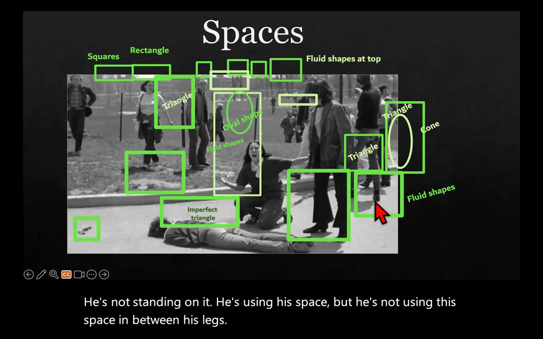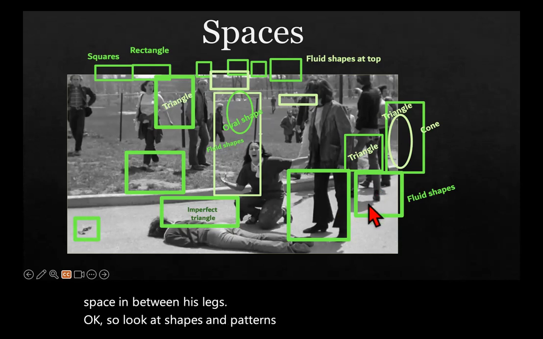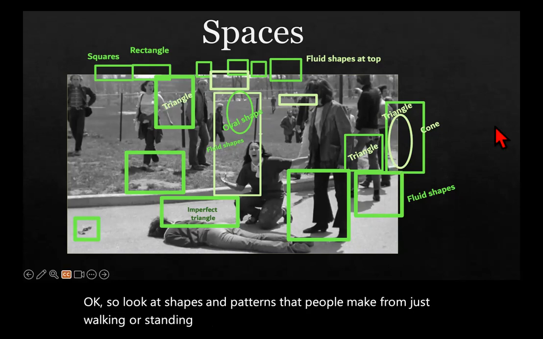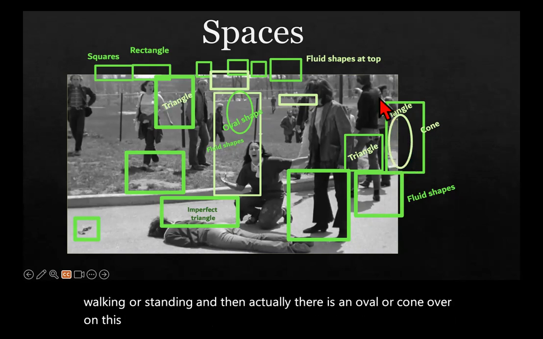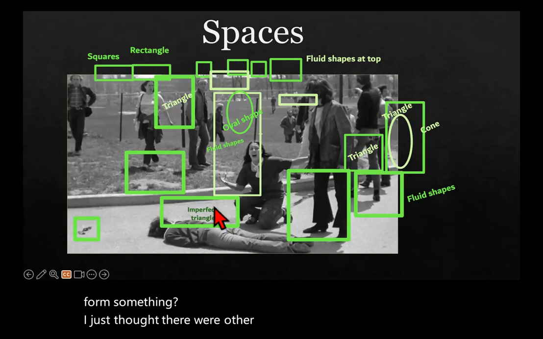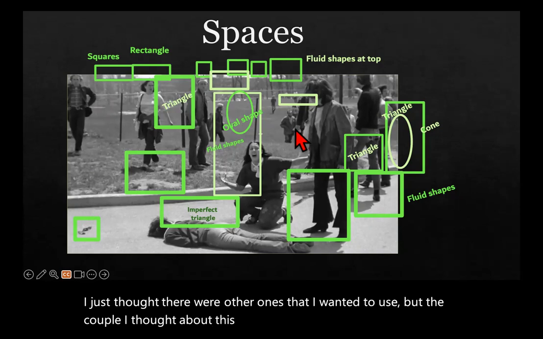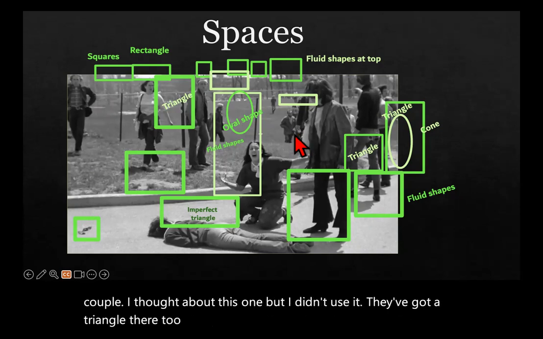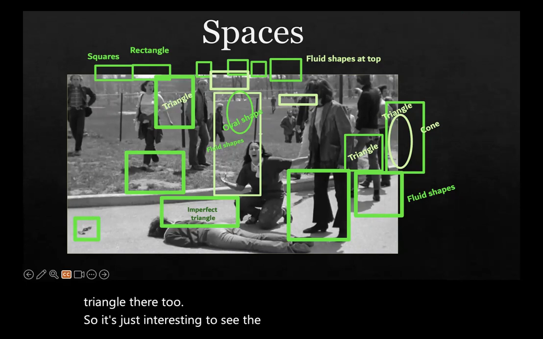Okay, so look at shapes and patterns that people make from just walking or standing. And then actually there is an oval or cone over on this side. So you're looking for blank spaces. Does this form something? No, I just thought there were other ones that I wanted to use. I thought about this one, but I didn't use it. They've got a triangle there too. So it's just interesting to see the shapes that are formed there.